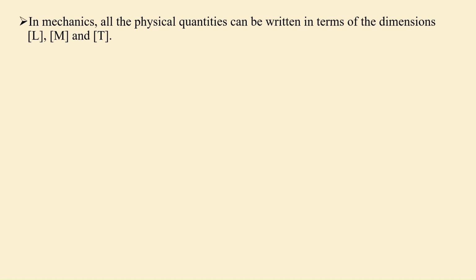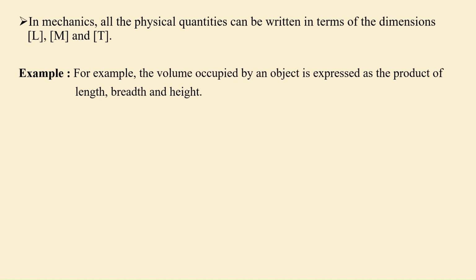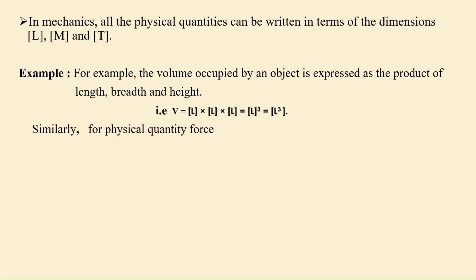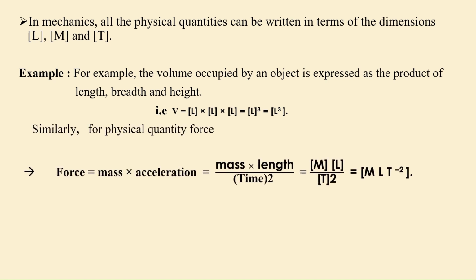In mechanics, all the physical quantities can be written in terms of the dimensions L, M, and T. For example, the volume occupied by an object is expressed as the product of length, breadth and height. That is, V is equal to L into L into L is equal to L cubed. Similarly, for the physical quantity force, force is equal to mass into acceleration, is equal to mass into length divided by time squared, is equal to M L by T squared.